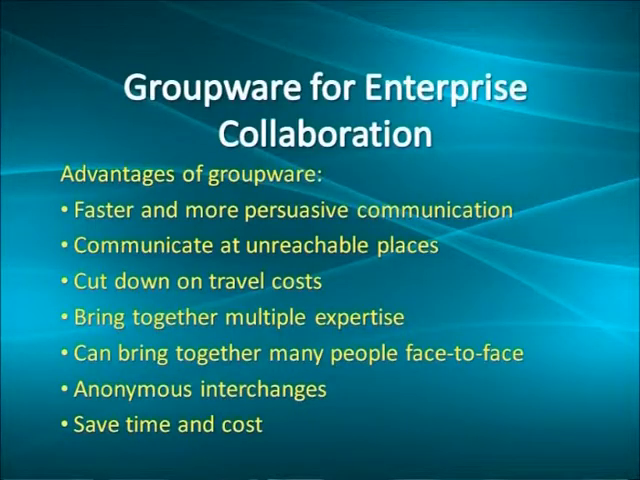And the second is co-located or non-co-located. Co-located means they are at the same place, and non-co-located means they are at different places. So they can be either co-located or at different places. And the advantages of groupware are faster and more persuasive communication, and they can communicate at unreachable places.